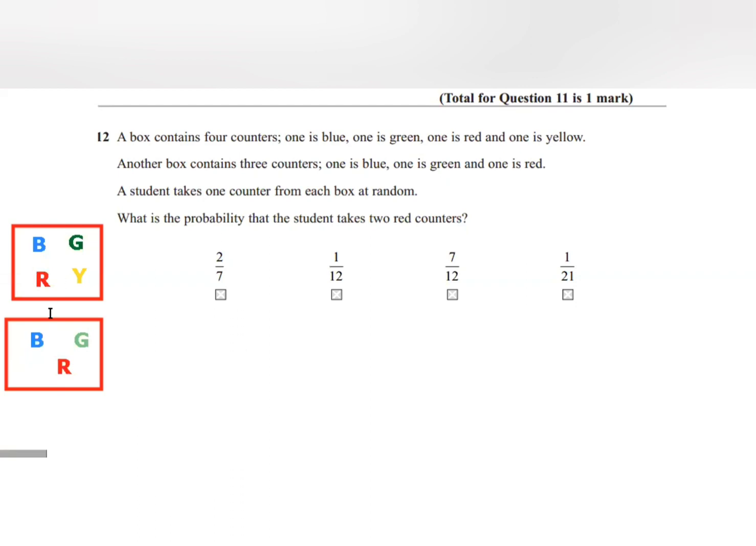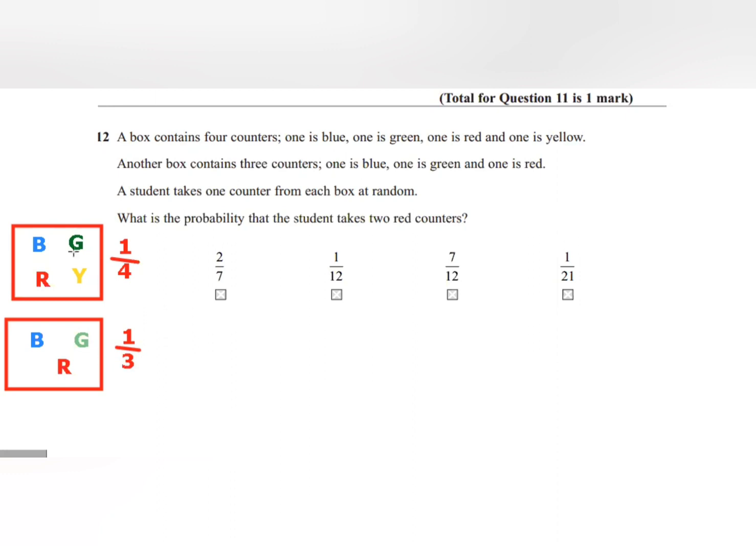For this question, first we find the probability of taking a red counter for this box here. How many red counters do we have here? It's 1. So the probability of taking 1 is 1 over 4, because all of them are 4. So the probability of taking a red counter is 1 over 4. Now, let's take a look at the second box. What's the probability of taking a red counter here? Same idea, the red is 1, and all of the counters are 3, so 1 over 3.